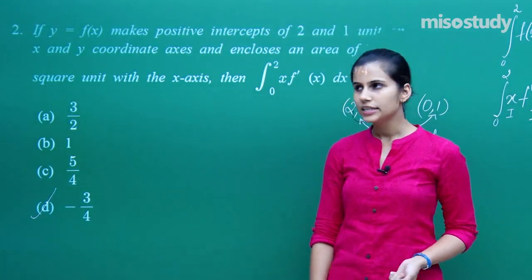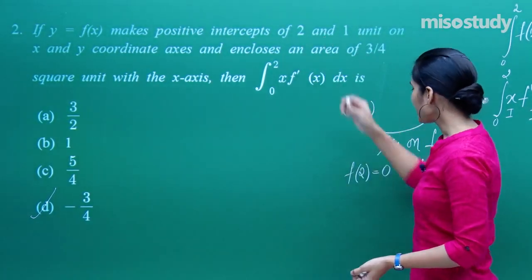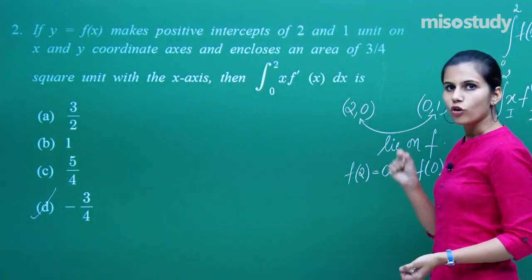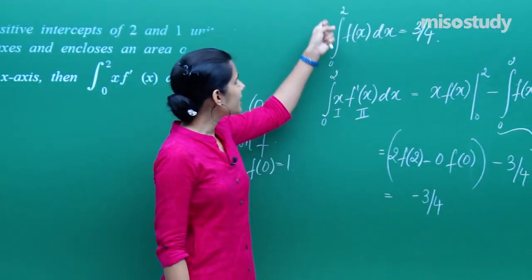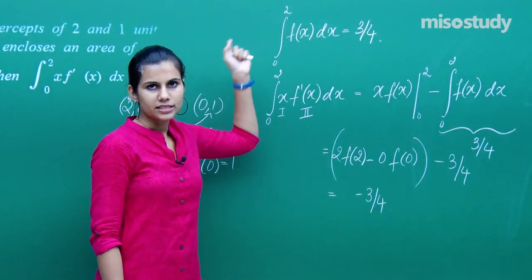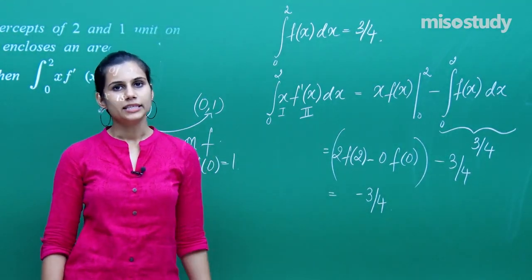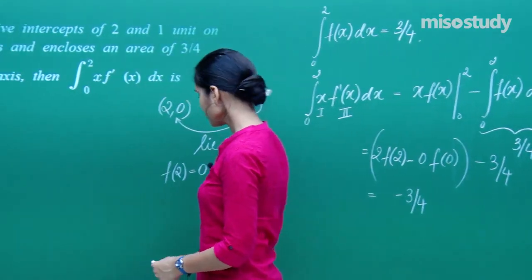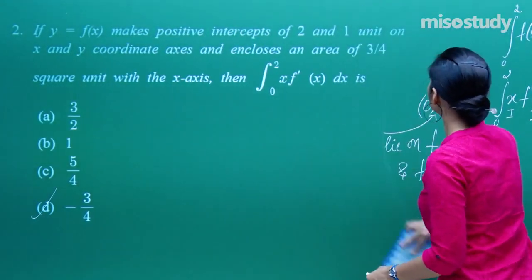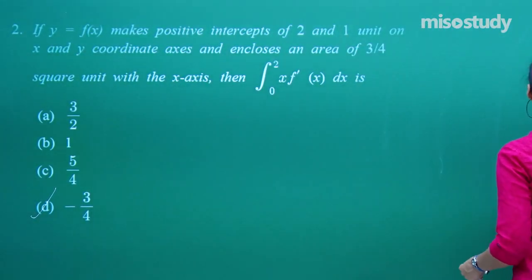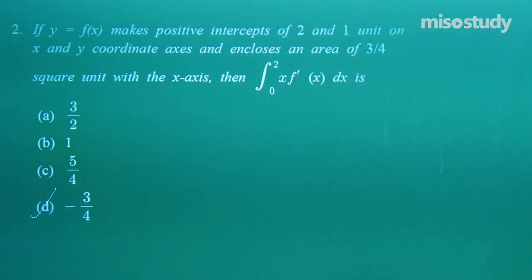Are you understanding? So pretty easy enough. The intercept concept actually gave us these two values and also gave us that this integration will be carried from 0 to 2 because it is along the x-axis, and only that particular portion from 0 to 2 is being taken into account. Moving on to the next question, let's see what it says.